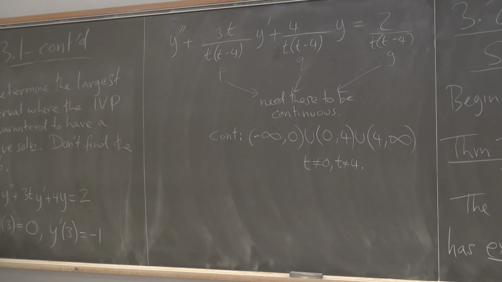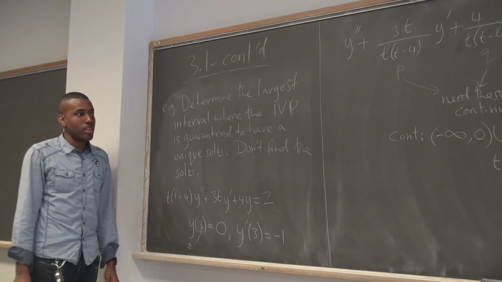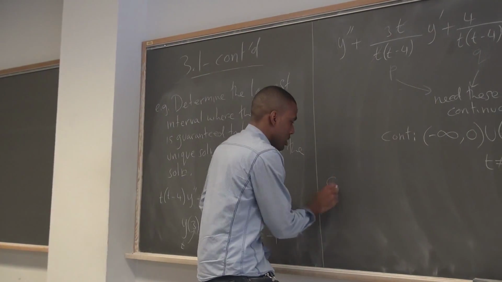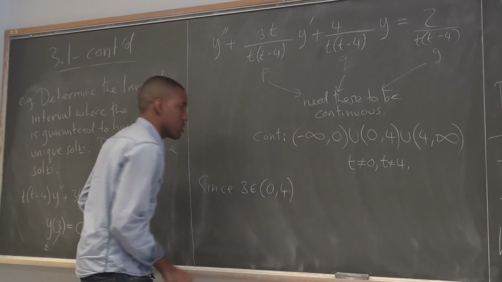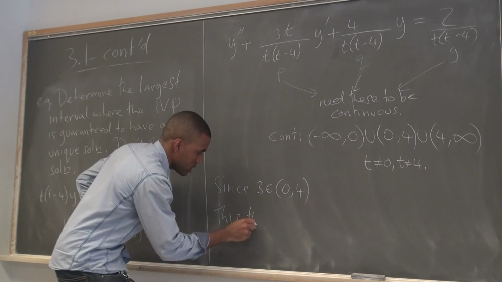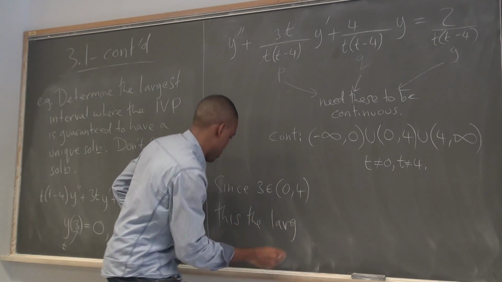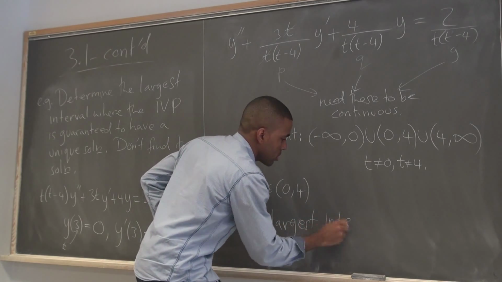Don't forget we have initial conditions to worry about. Where should our function work? It has to work when t is 3, right? So I can only pick the interval that has a 3 in it. Since 3 is in this interval, 0 to 4, and it's not in any of the others, this is the largest interval.